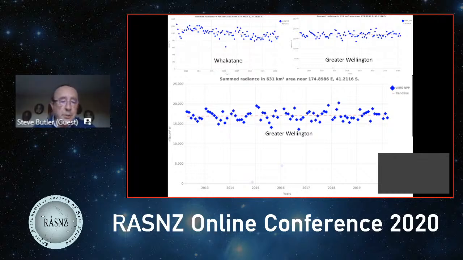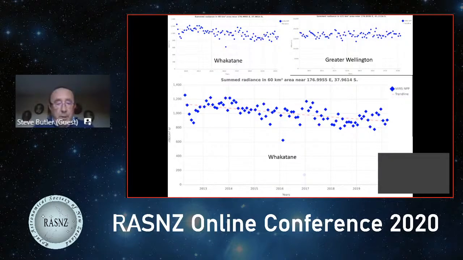There's Wellington. You'll notice the y-axis on the left is pretty high radiance levels for a large city, and so the measurements are quite tightly grouped around the trend lines. They're quite constant radiance figures. And Whakatane, the y-axis values are quite a lot lower, so there's less light coming off that area. It's got quite a nice downward trend. So well done, Whakatane. If that's real information, that's good.